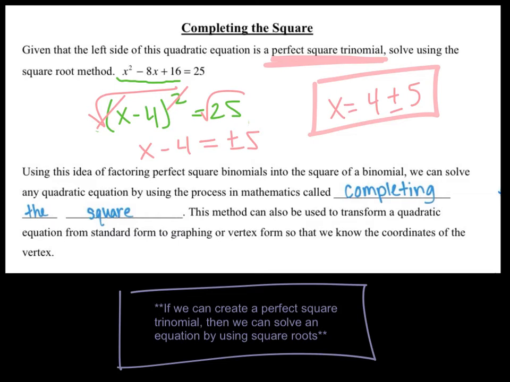So here's the problem. They're not all going to be perfect square trinomials. Completing the square is the process of making your equation a perfect square trinomial. So let's go ahead and look at them. So before we work with actually solving an equation, let's just try and create a perfect square trinomial before we worry about solving it and putting it into vertex form.